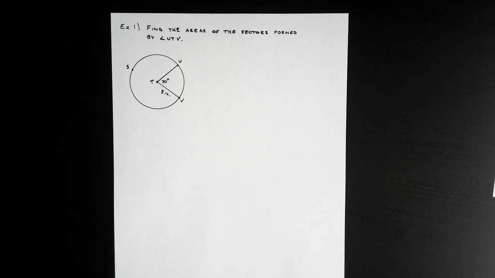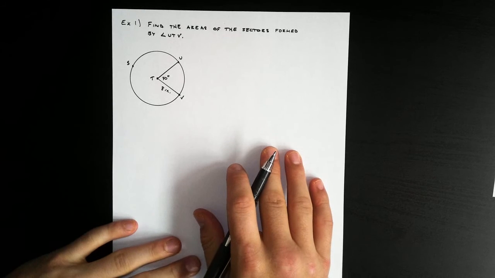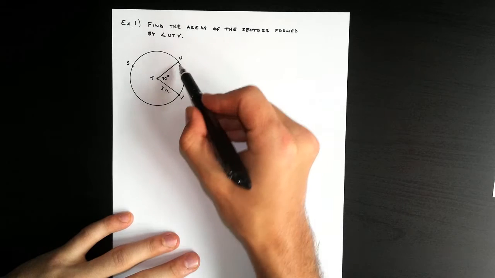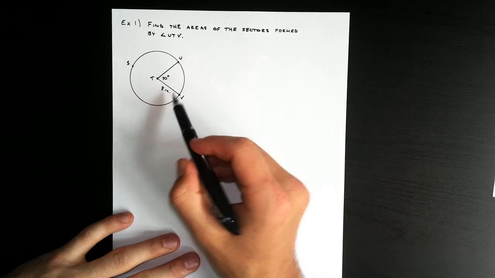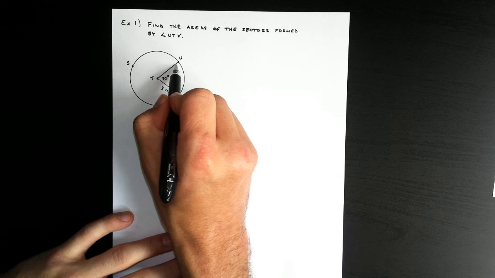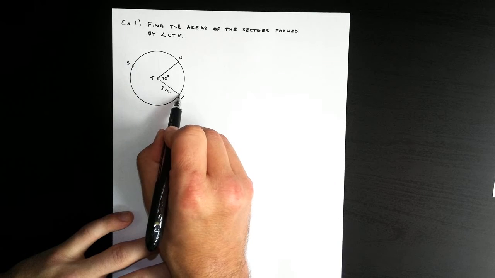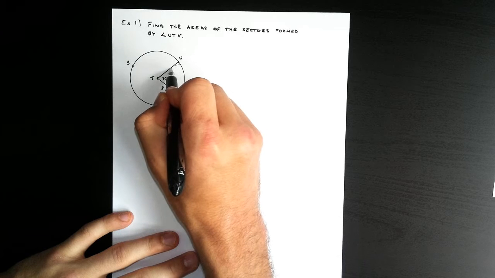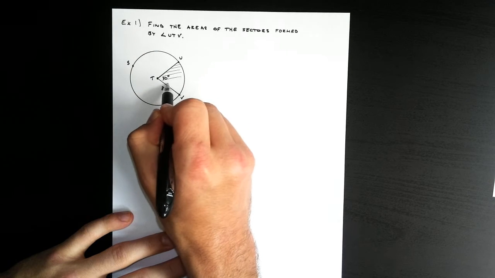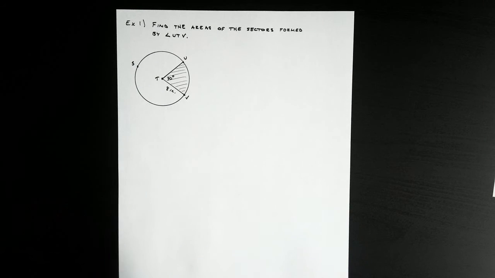Hello everyone. I'm going to take a look at an example where we're going to find the area of a sector. So just real quick, a sector is basically just a piece of the entire circle. So in my circle I have drawn here, circle T, one sector of this circle would be the region that's bounded by the radius UT, the radius VT, and then the arc UV. So this region here, this is a sector of the circle, okay?